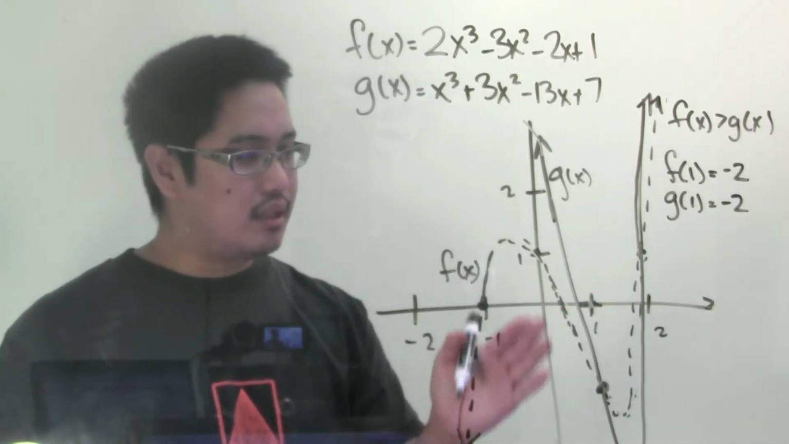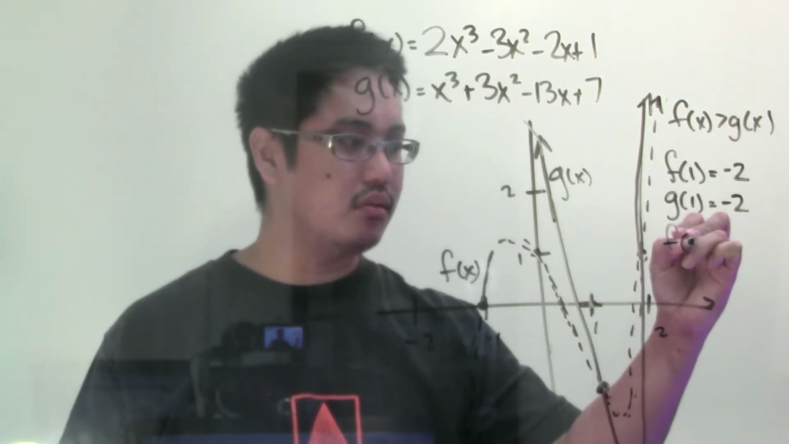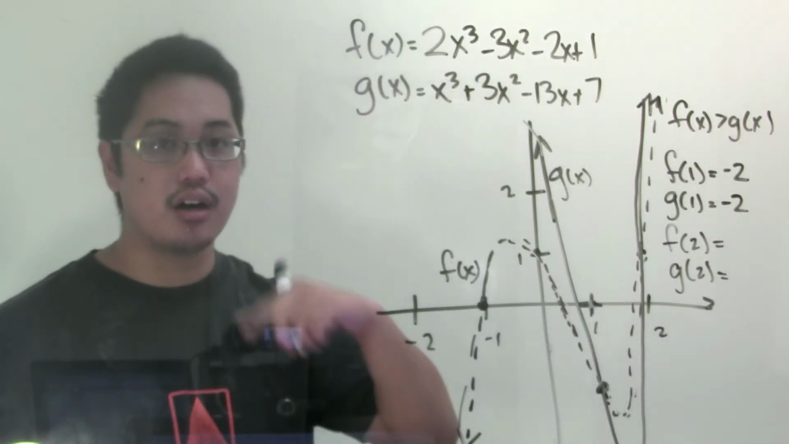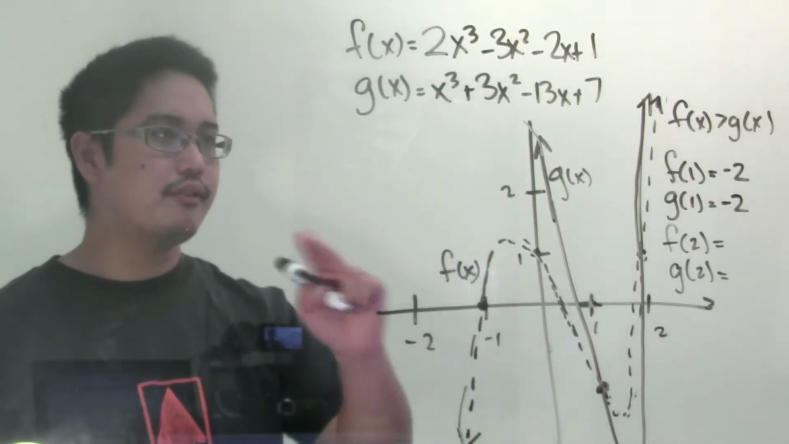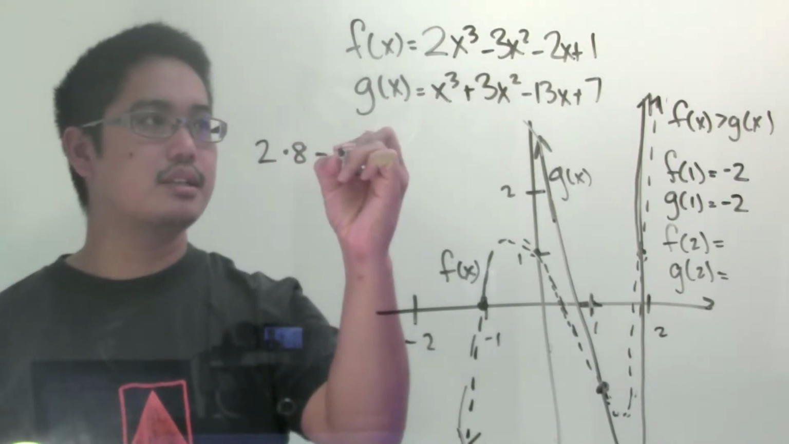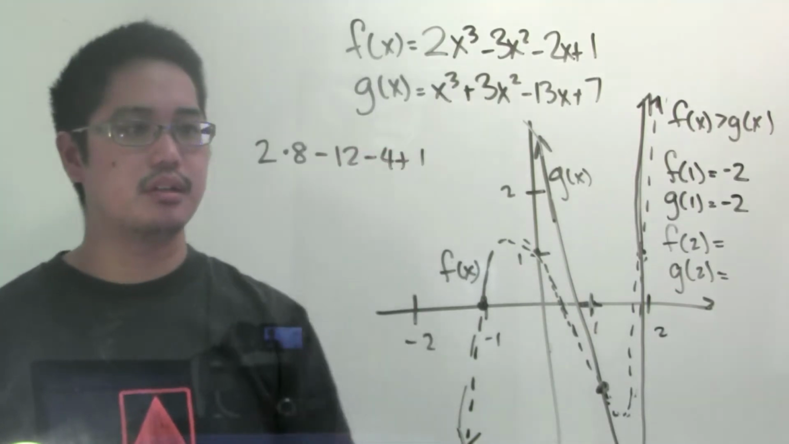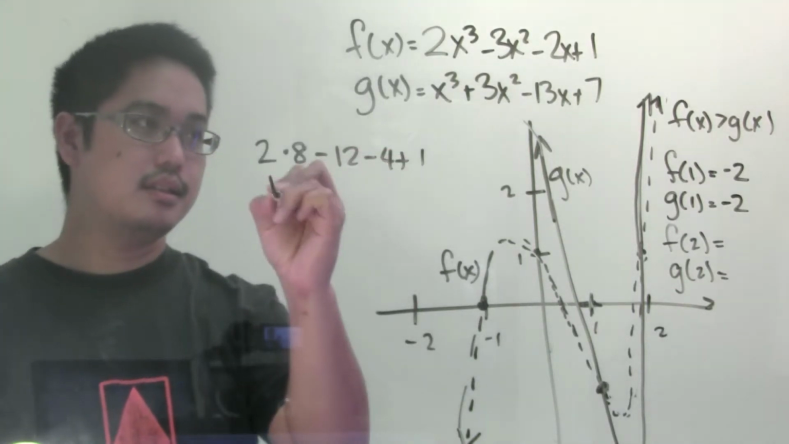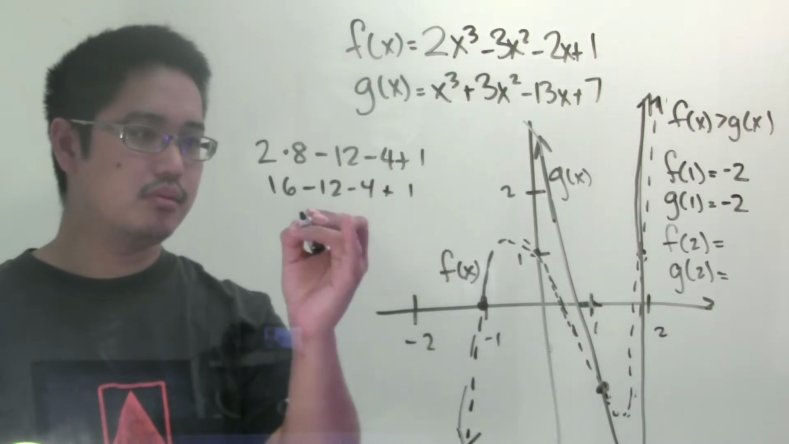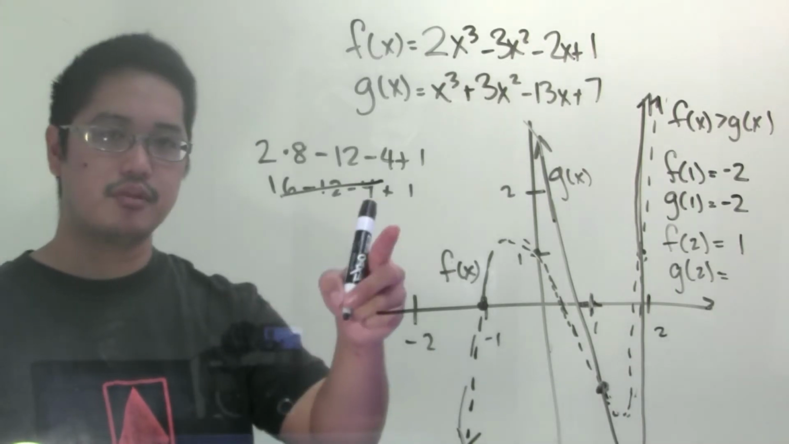So the other point that I think is a switching point is x equals 2. I want to figure out what f of 2 is and g of 2, and hopefully I'll be able to figure out whether or not that's the other crossing point. So f of 2, plugging in 2, is a little bit harder. That would be 2 times 8 minus 3 times 4, so that would be 16 minus 12 minus 4 plus 1. That is just equal to 1, because 16 minus 12 minus 4 is 0.